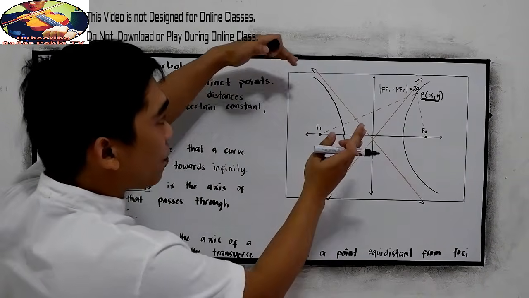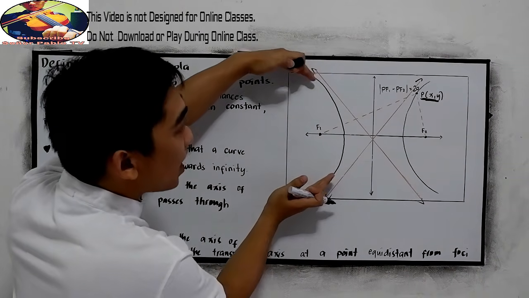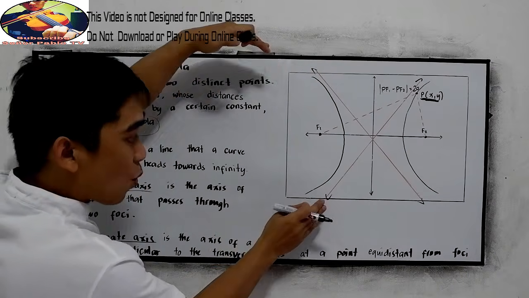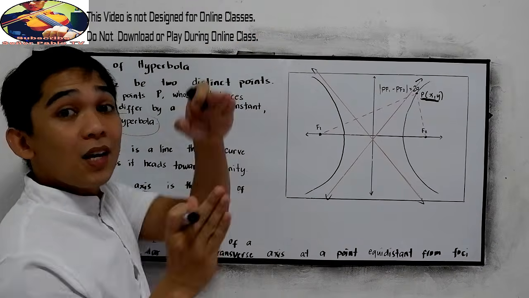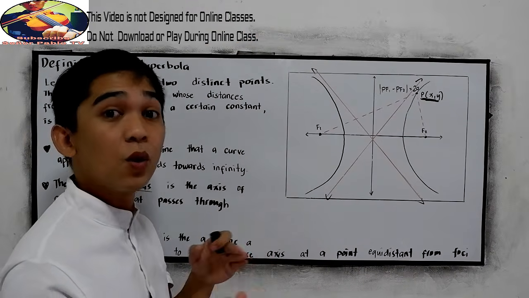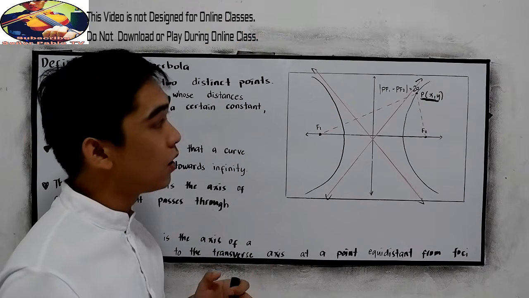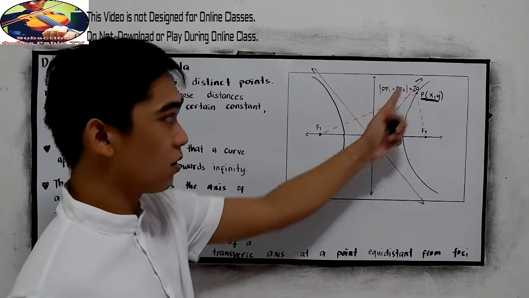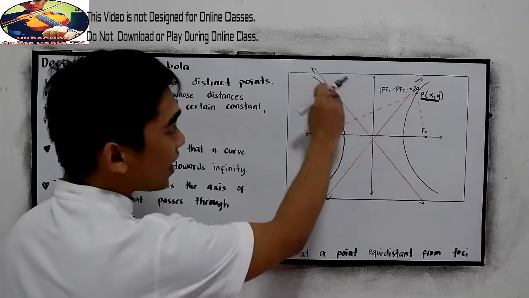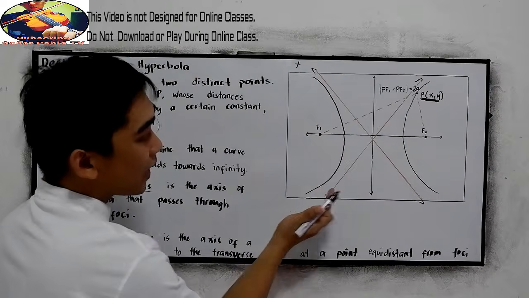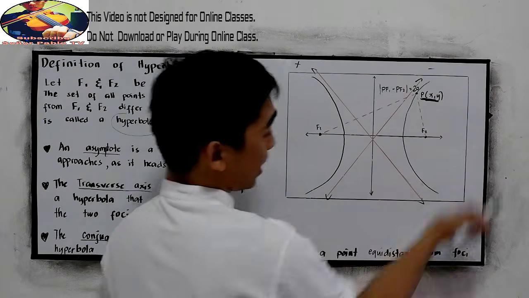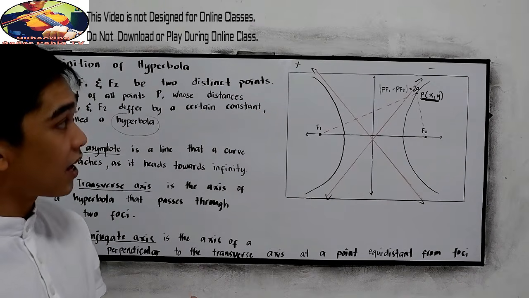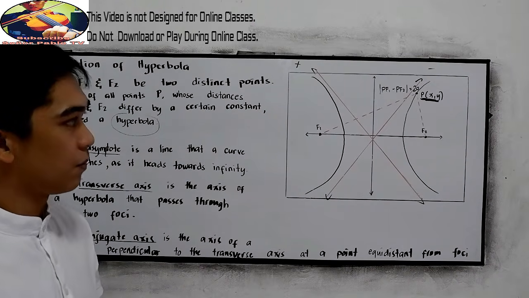So if we extend our hyperbola, it will draw closer and closer to our asymptote, but they will never meet, or they will never touch each other. So notice that we have two lines. The slope of this line is positive, and the slope of the other line is negative. In our examples, you will understand the asymptote.